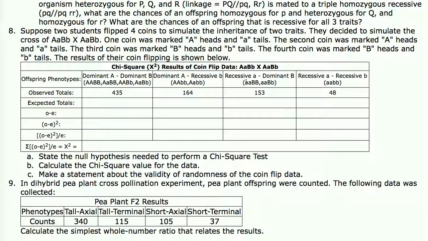And then 153 times they flipped, they had, in all cases, little a but with big B, little b. That's 153 of those. And lastly, they had 48 of all little letters. The question is, were the coins flipped randomly? So you are asked to do a chi-square analysis on this problem.